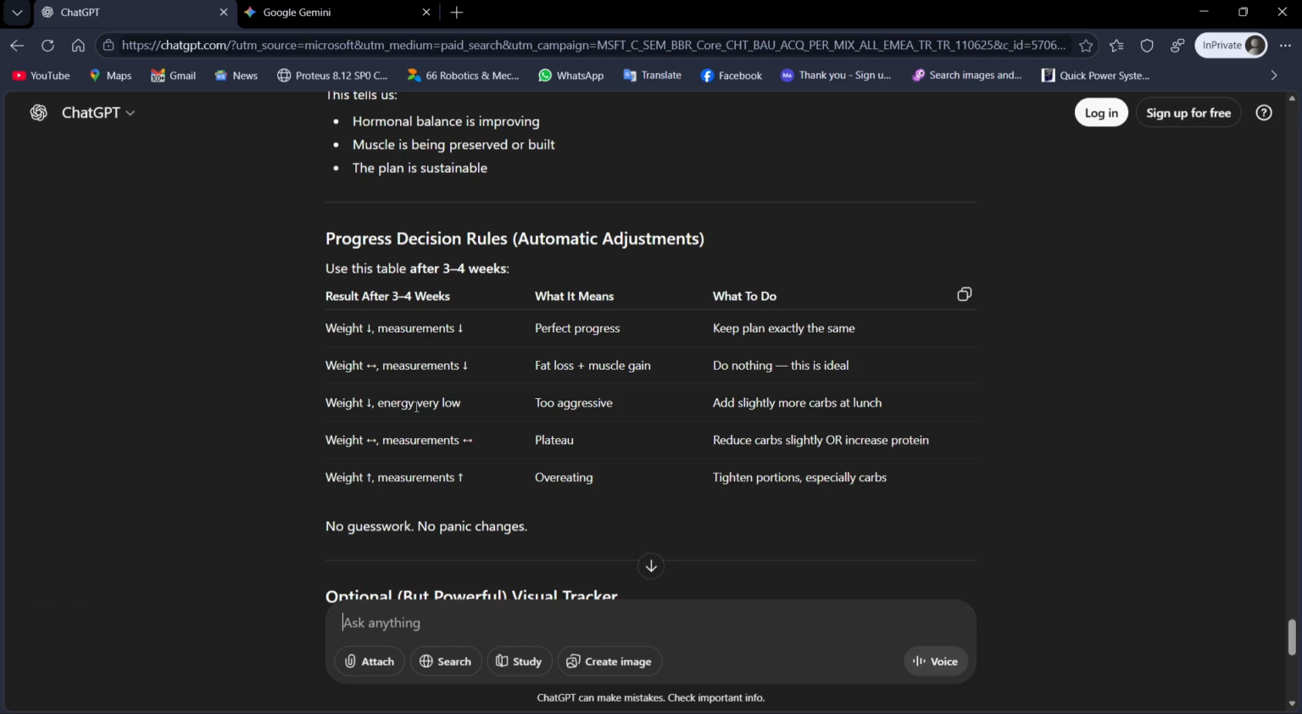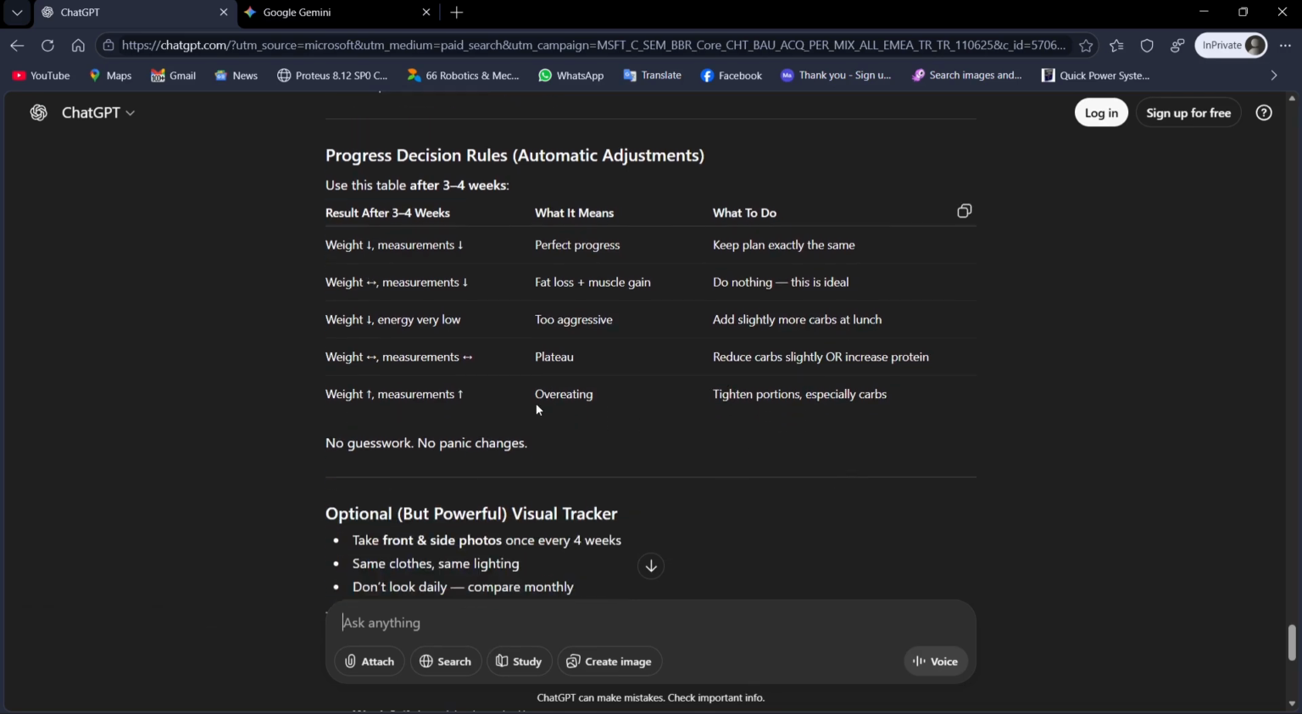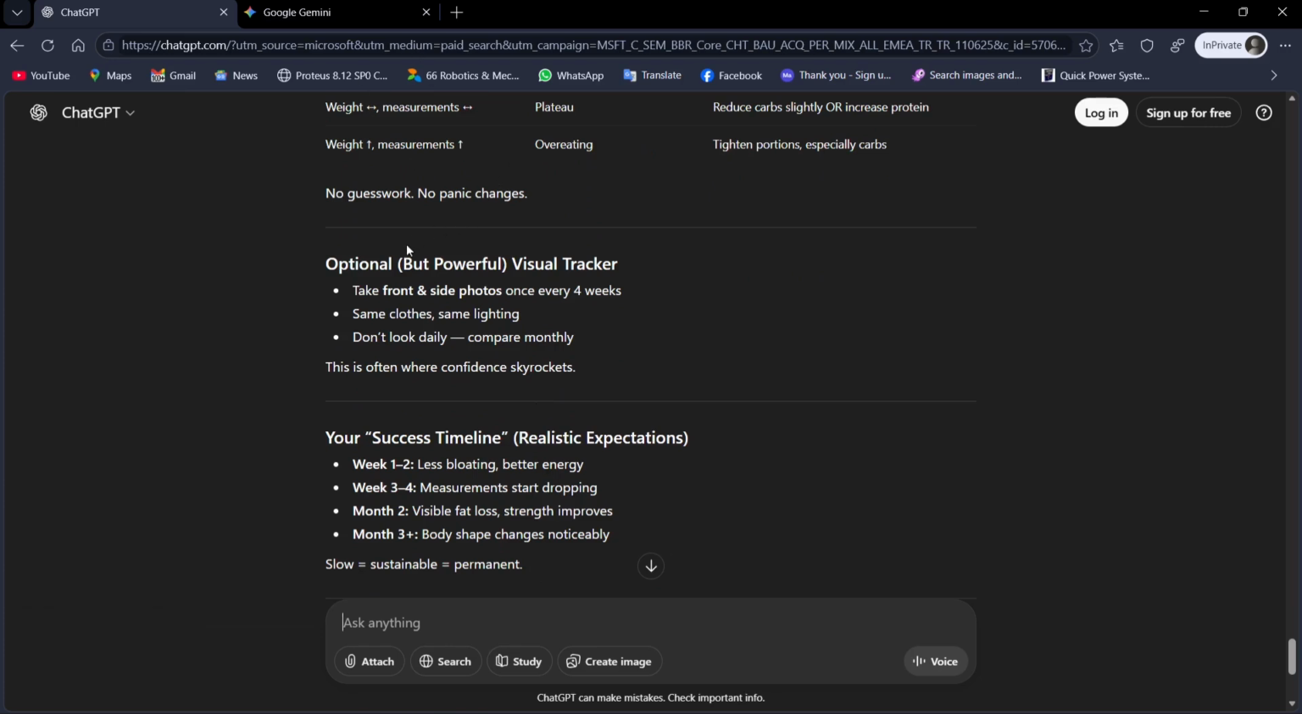Weight decreases, energy very low: too aggressive. Add slightly more carbs at lunch. Weight varies, measurements vary: plateau. Reduce carbs slightly or increase protein. Weight increases, measurements increase: overeating. Tighten portions, especially carbs. No guesswork, no panic changes.